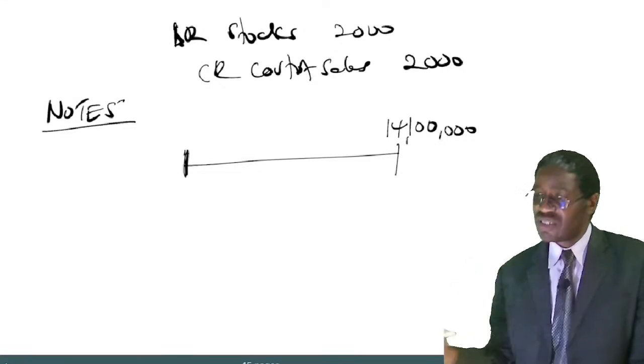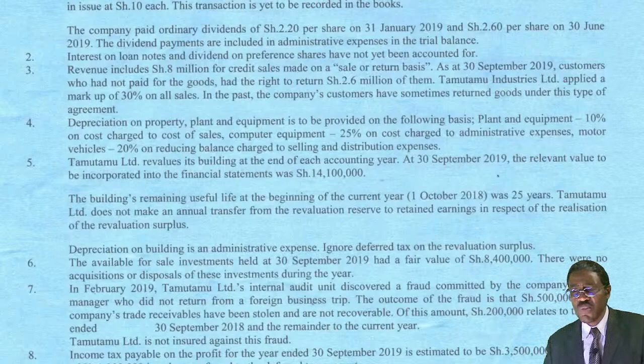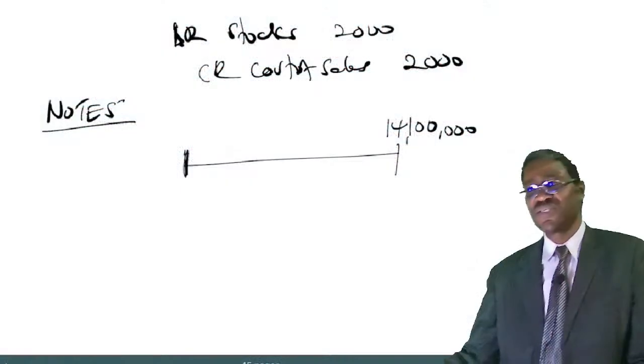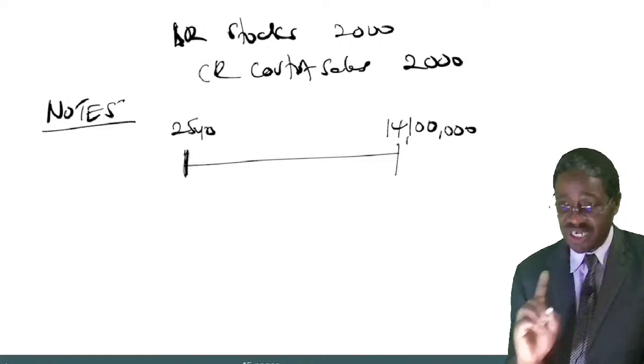Now, the question is telling us, as at the beginning of the year, that asset had a remaining useful life of how many years? It says, second paragraph, note 5, the building had a remaining useful life of 25 years as at 1st of October 2018. Good. So as from here, there are 25 more years to go. Don't write yet.